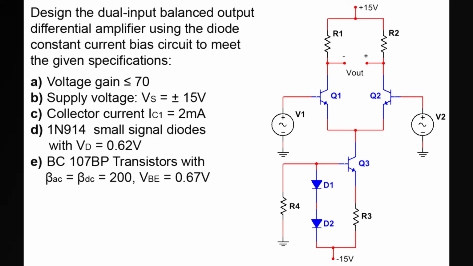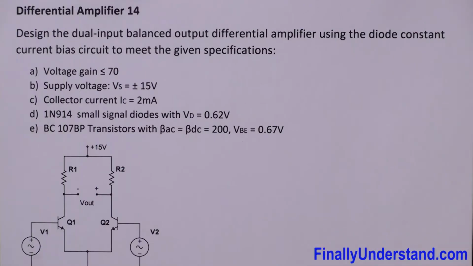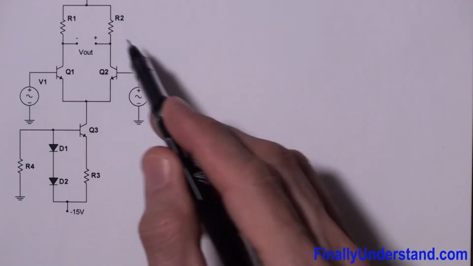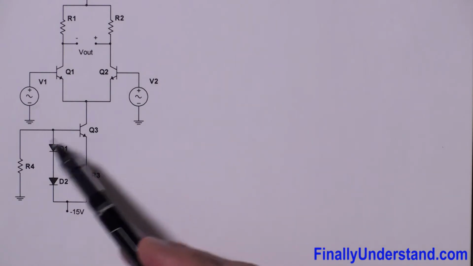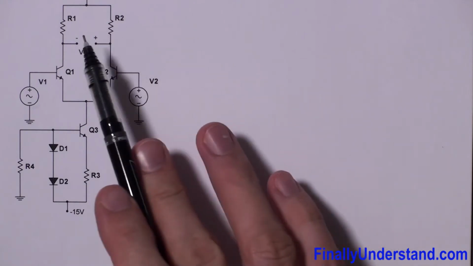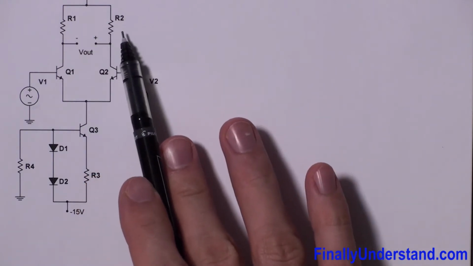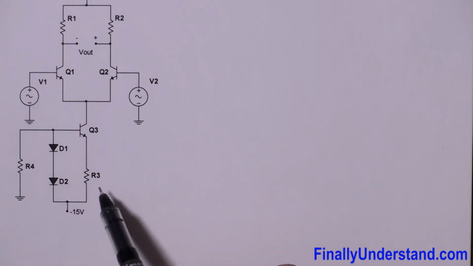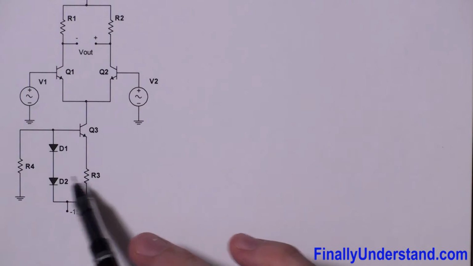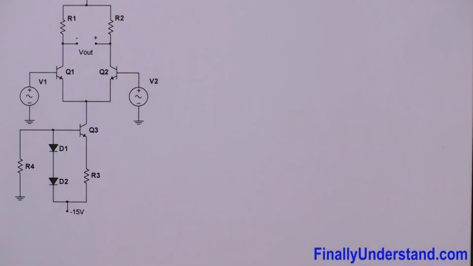Let's take a look at this example. This time we're supposed to design the dual input balance output differential amplifier using the diode constant current bias circuit. Okay, so this is my differential amplifier and this is my diode constant current bias circuit. As you probably noticed, we have not given R1 and R2 and we have not given R3 and R4. We have to find the values of resistors for this circuit.